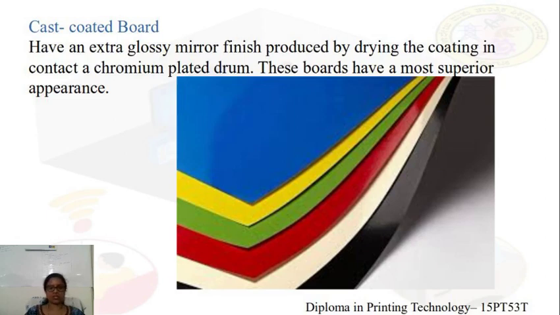All the above boards, from duplex board to solid white board, triplex board, pigmented board and cast coated board, are available in various thicknesses and various surface finishes, ranging from 0.32 to 1.12 mm up to 3 mm of thickness.